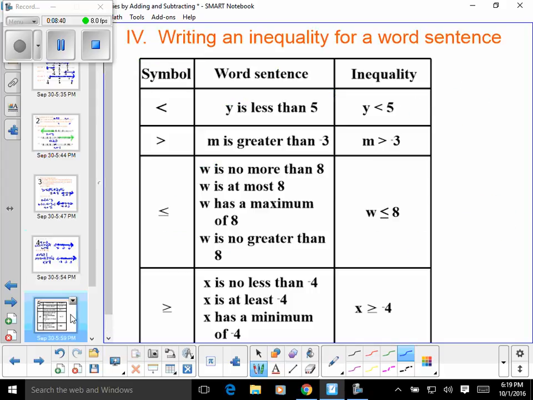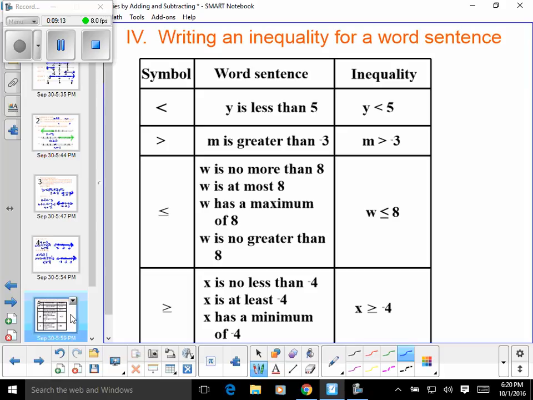This might be the more confusing part of the lesson, to go through how to write an inequality for a word sentence. Sometimes they're very straightforward. Y is less than 5, which should be Y, obviously, less than 5, or M is greater than -3. The greater than or equal to and the less than or equal to get a little more confusing because there's just a few more clue words. W is no more than 8. So 8 is the greatest it can be, therefore it's got to be less than 8.